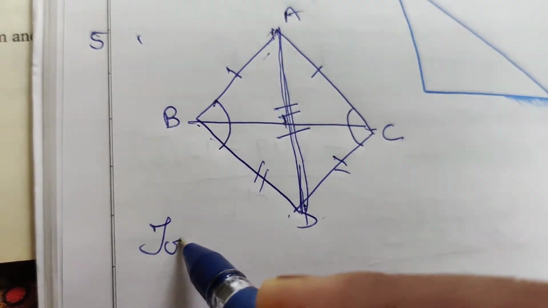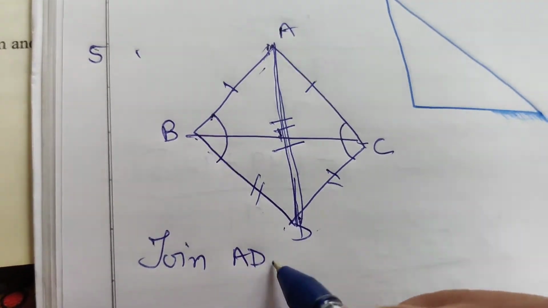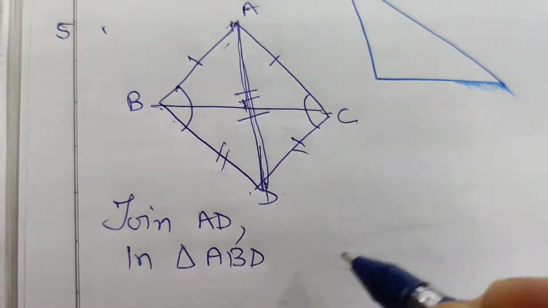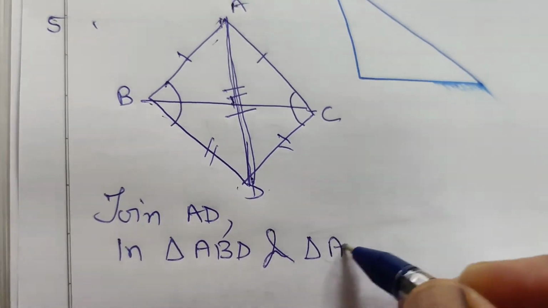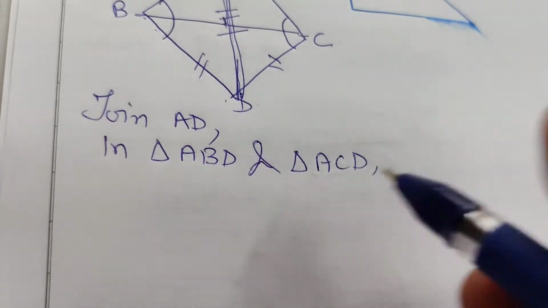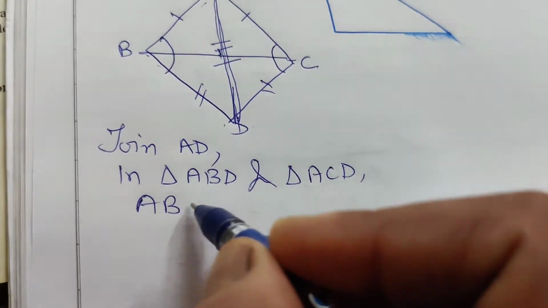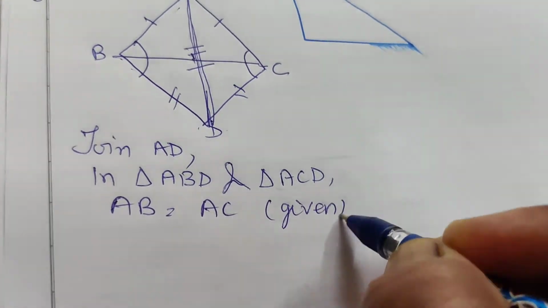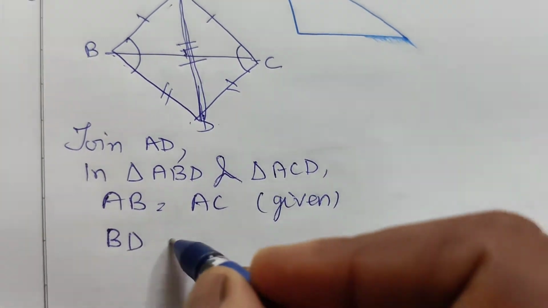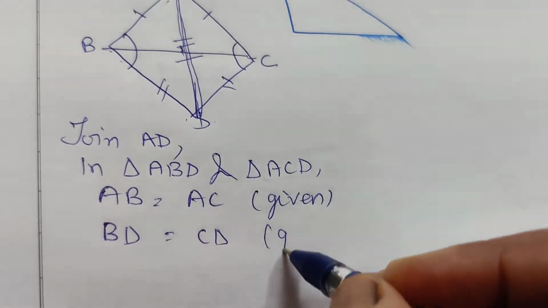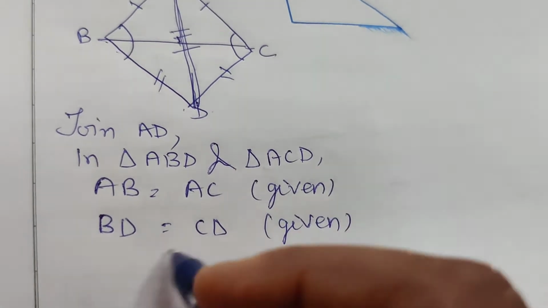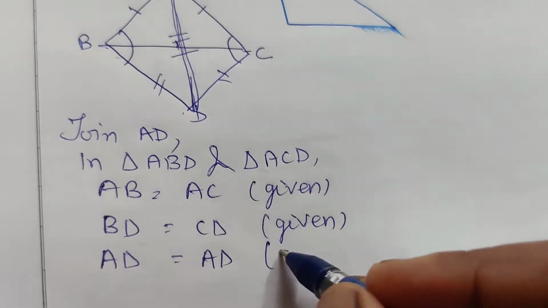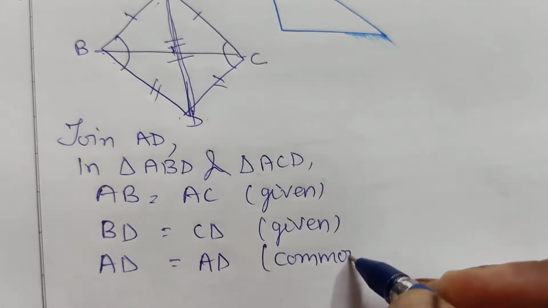First you have to write: join AD. Then in triangle ABD and triangle ACD, AB equal to AC given, BD equal to CD given, and AD equal to AD common side.